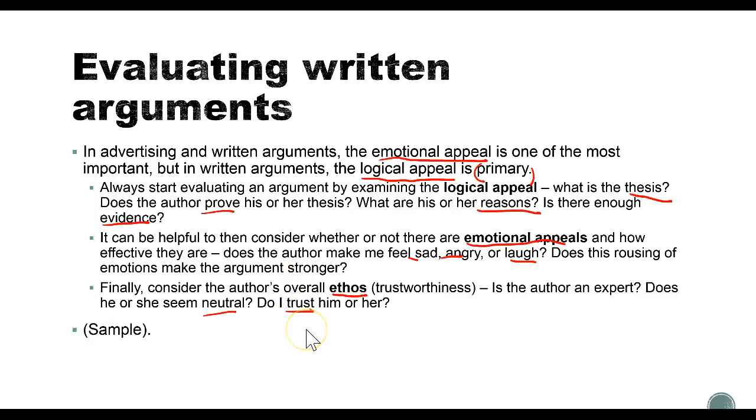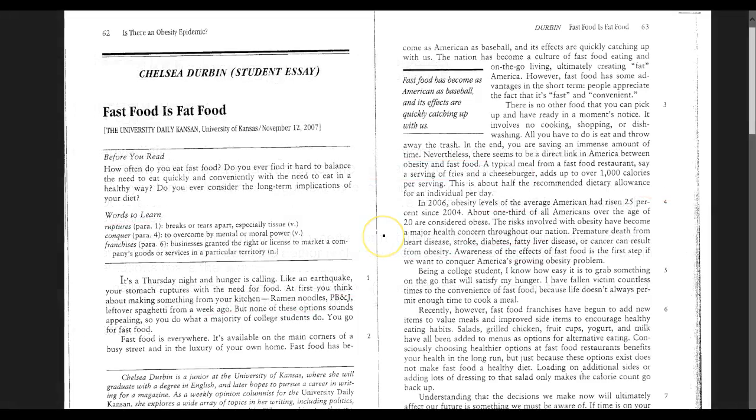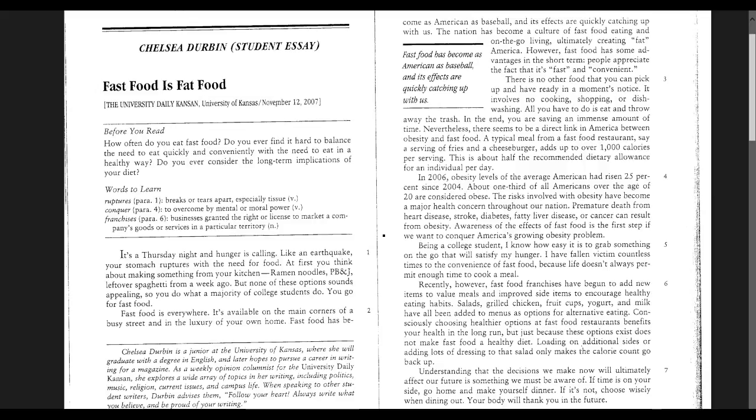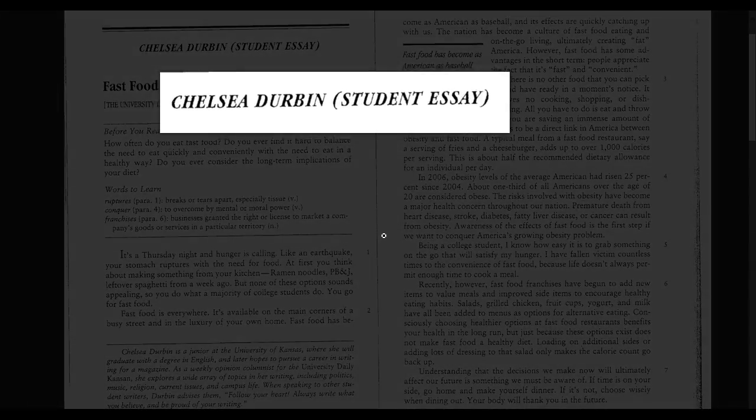So let's take a quick look at a sample essay. So here's an example of a short essay. So we're going to read through the essay together, and as we read through the essay, I want you to consider how does this author use these various appeals. So the author is Chelsea Durbin, and it says it's a student essay, which right away might kind of put her ethos a little bit into question.